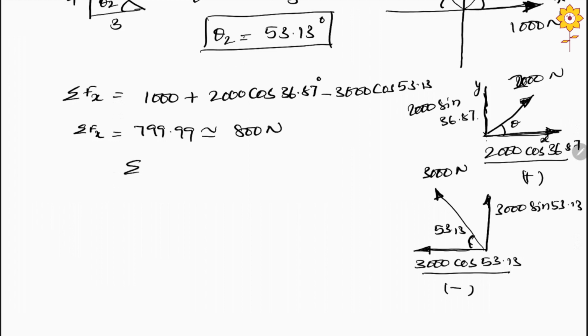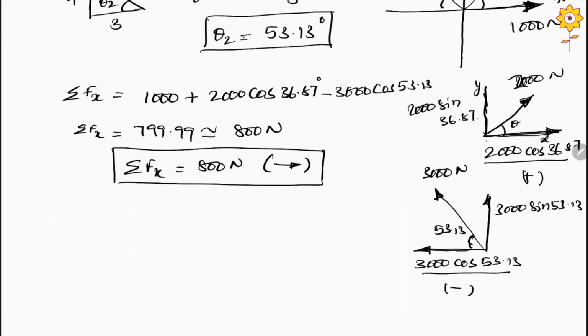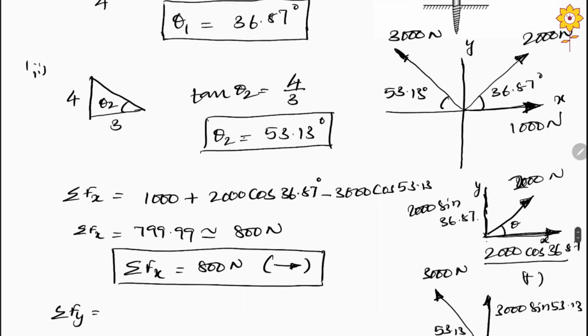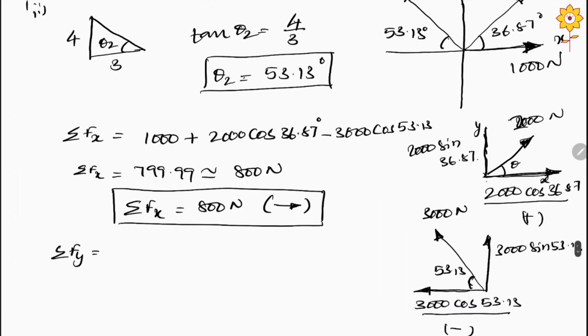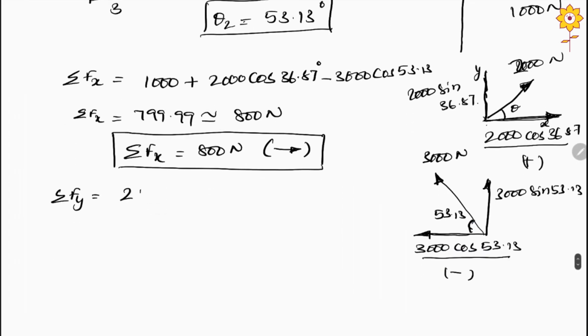Okay. Now summation of f of x is a positive value. So the sign for this will be left to right. So we found out the summation of f of x. Now similarly we have to find out summation of f of y as well. So f of y is nothing but all the vertical force. If you see, we don't have any single vertical, so we have to go for the components of 2000 sine theta. So 2000 sine of 36.87, since it's moving bottom to top, that is the reason we are taking it as positive.